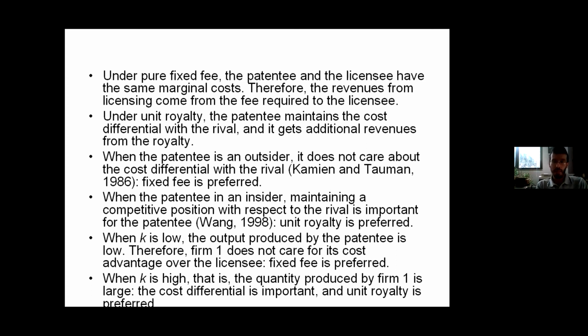So what we have here is that when K is low, the output produced by the patentee is low, because when K is low, the capacity constraint is relevant. So therefore, firm one doesn't care about its cost advantage over the licensee, and indeed fixed fee tends to be preferred. On the opposite, when K is high, the quantity produced by firm one is high too, because the capacity constraint is not so relevant. So cost differential tends to be important too, and so per unit royalty tends to be preferred with respect to the fixed fee.